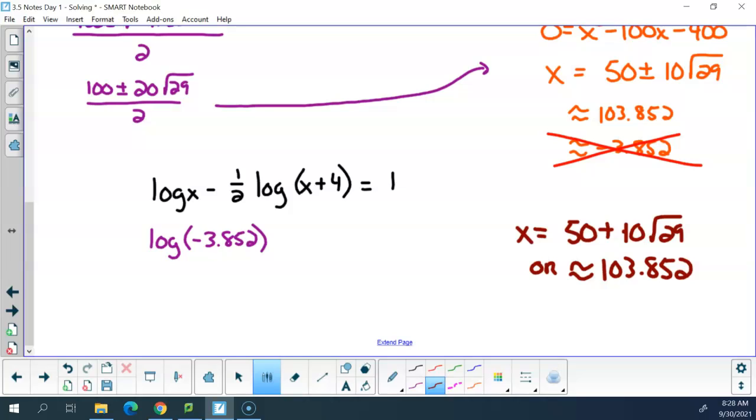And just a quick check. Log of 103.852, close parentheses, minus 0.5 log of 107.852 gets me 1.0000000076.